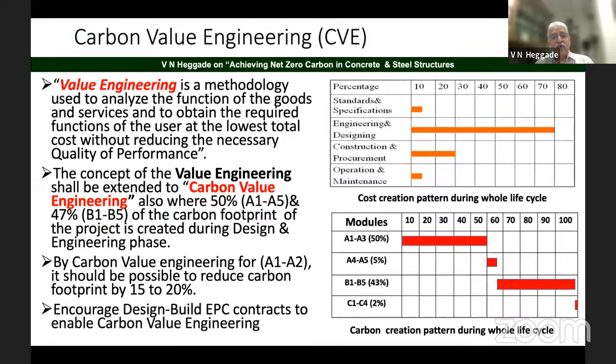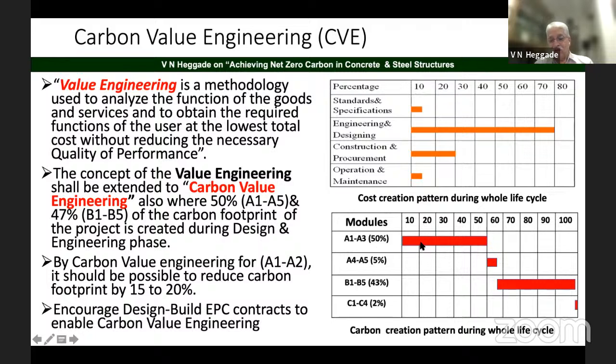Design. Like we do value engineering: when you are doing the engineering and designing, almost 70% of the cost of the project is created. The engineers as well as the designers create 70% of the cost. So if you do value engineering during that stage, even if you save around 20% out of the 70%, we'll be able to save quite a lot of cost. Similarly, carbon value engineering has to be done.